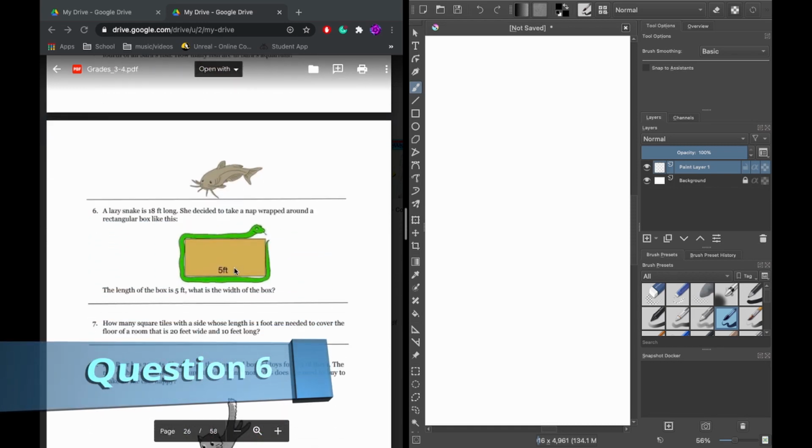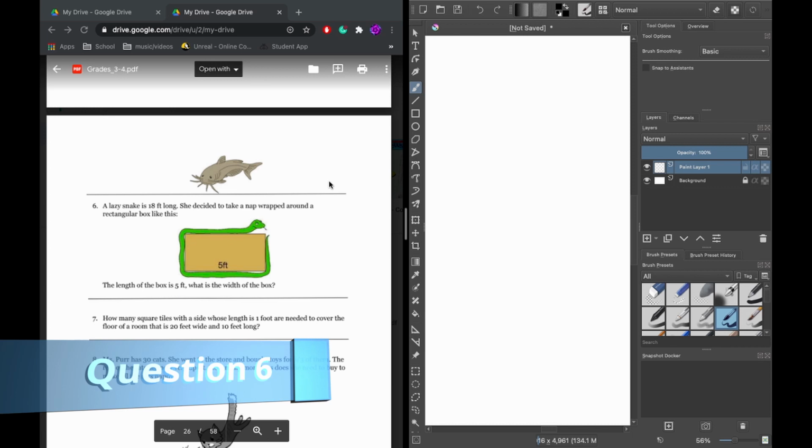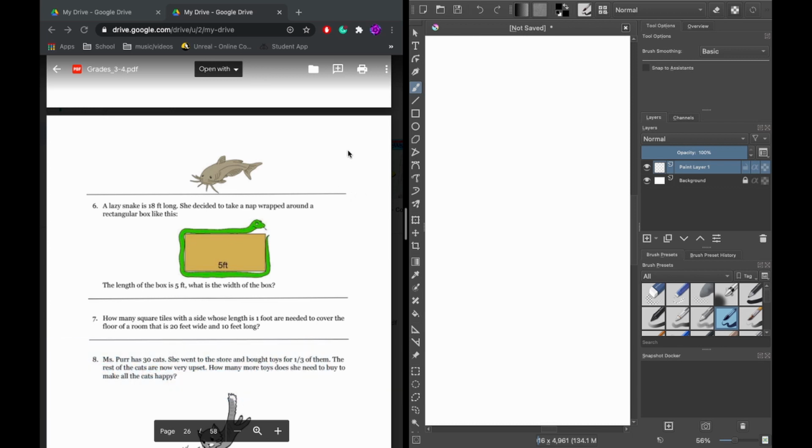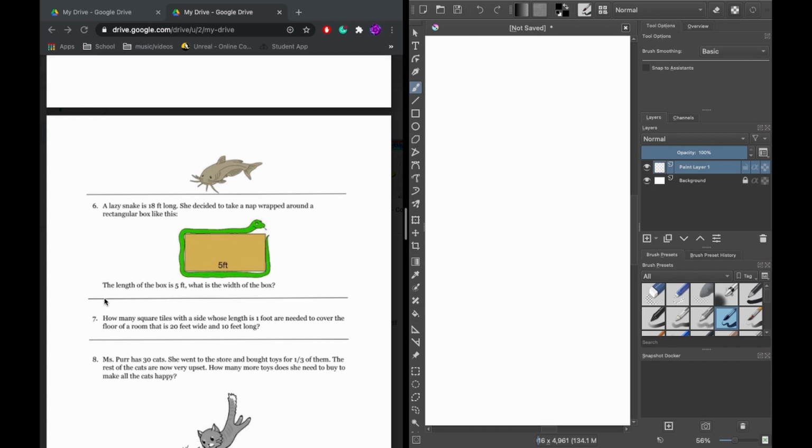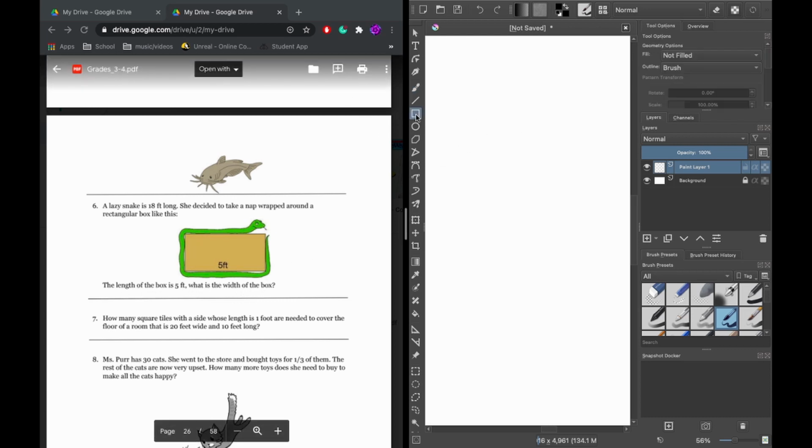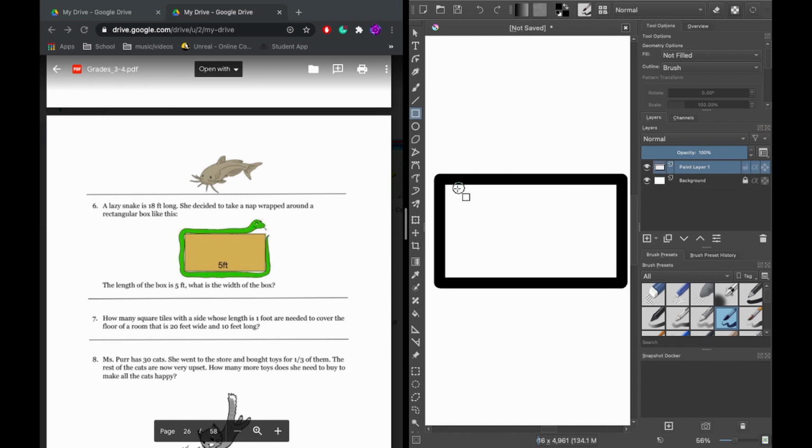Moving on to question number 6. A lazy snake is 18 feet long. She decided to take a nap wrapped around a rectangular box like this. The length of the box is 5 feet. What is the width of the box? So I'm going to draw a similar box right here. So the length is 5, and since this is a rectangle, this side should be 5 too.